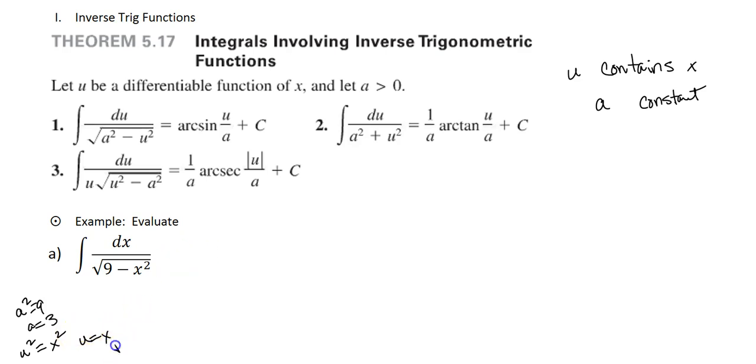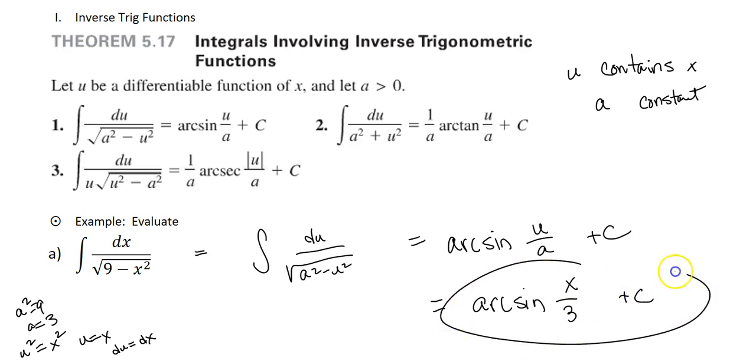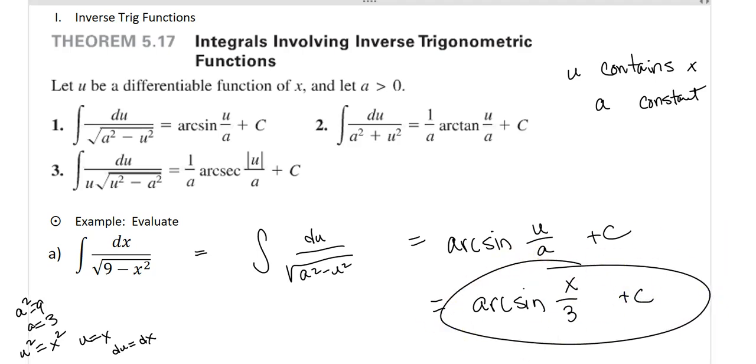Since u is x, du is u prime dx, which is just dx. So this is the integral of du divided by the square root of a squared minus u squared, and this evaluates to arc sine of u over a plus c. You do need your plus c. So that's going to be the arc sine of u, which is x, divided by a, which is 3, all plus c. And that is my answer.